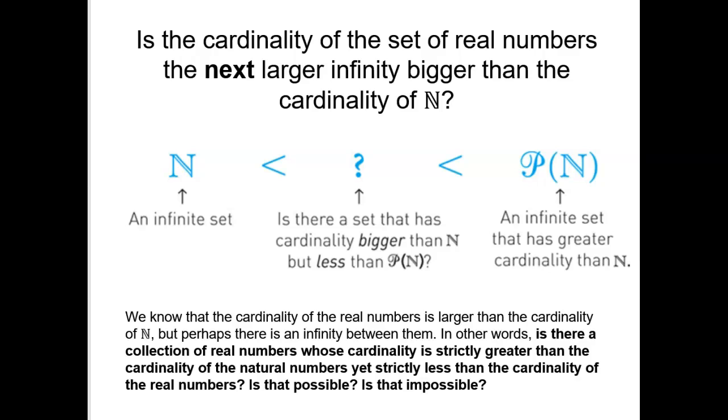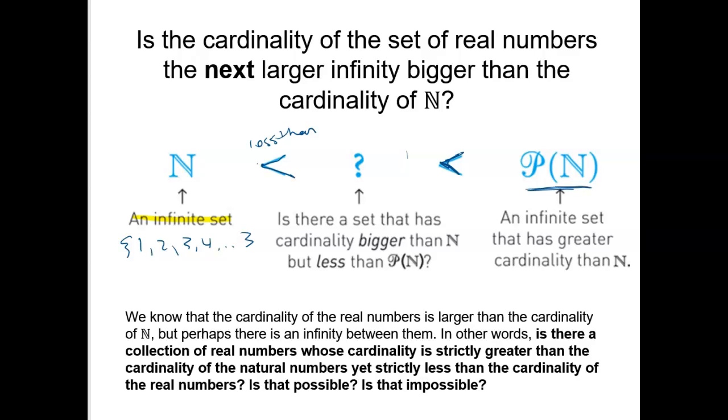So is the cardinality of the set of real numbers the next larger infinity, bigger than the cardinality of the natural numbers? So let's break this down. This infinite set of natural numbers, remember 1, 2, 3, 4, is this less than, right? We don't know, but we know that it is definitely less than its own power set, right? But is there a set in between these two? How do we know that the power set is the next biggest one?